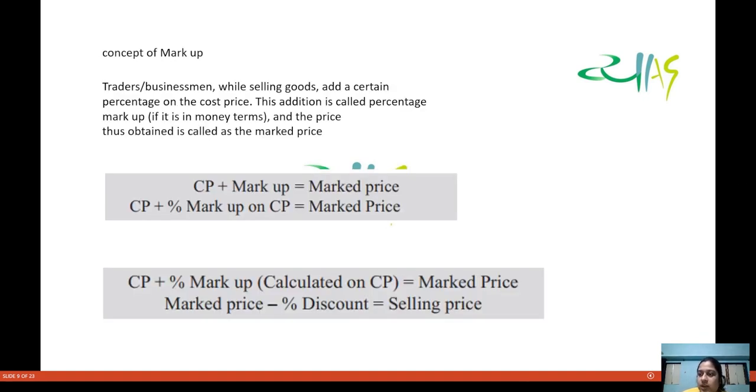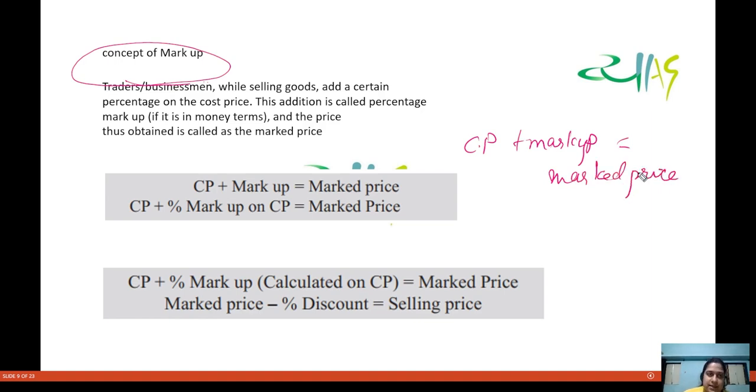Now let's move on. What is the concept of markup? Cost price plus markup is equal to marked price. Traders and businessmen, while selling goods, add a certain percentage on the cost price. This addition is called percentage markup, and the price thus obtained is called marked price.